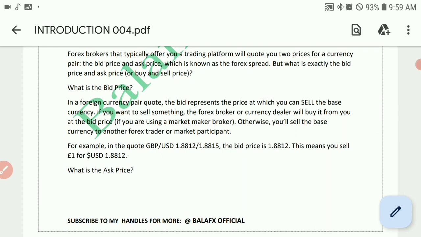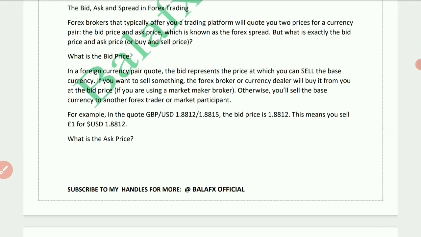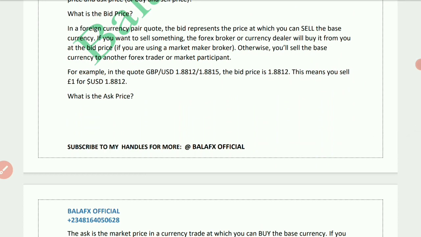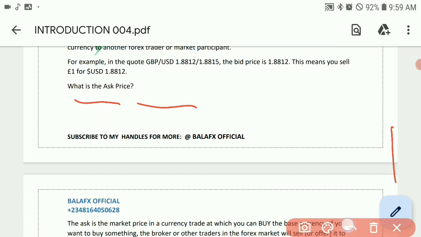I don't want the video to be too long. Let me explain it, and you can go through the PDF when I send it in the group also. But the simple analogy is that, for example, in the quote, the bid price is this, which means you can sell this for this. I already made mention of this earlier. I've already given the example of what it means.